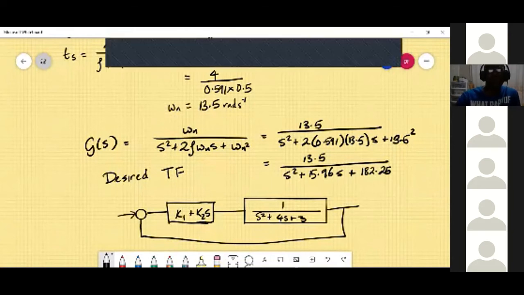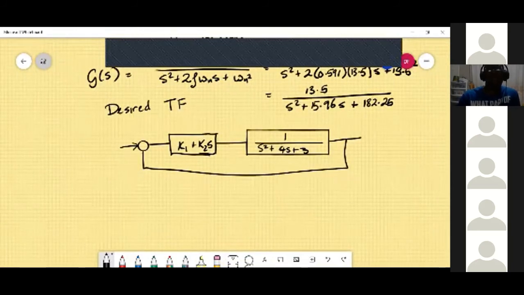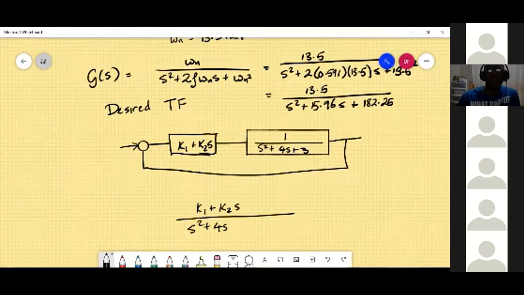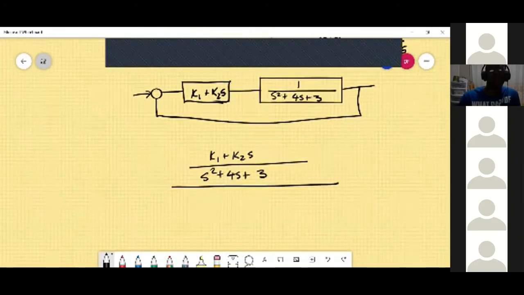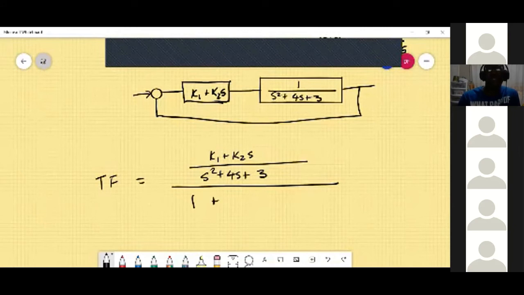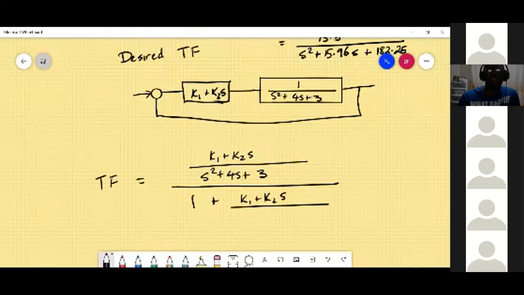So our system, when we multiply, we're going to get K1 plus K2 s on the numerator over s squared plus 4s plus 3, all over 1 over 1 plus K1 plus K2 s over s squared plus 4s plus 3.